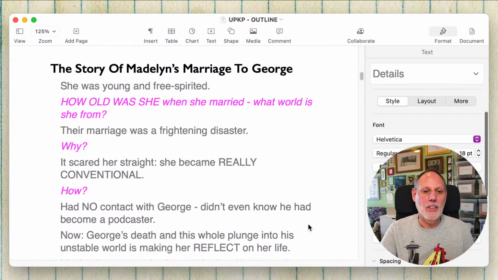I needed her not to be like that. So the vision I've come up with is sort of a story of a woman who got married young, was wild. She married a kind of nutsy guy.